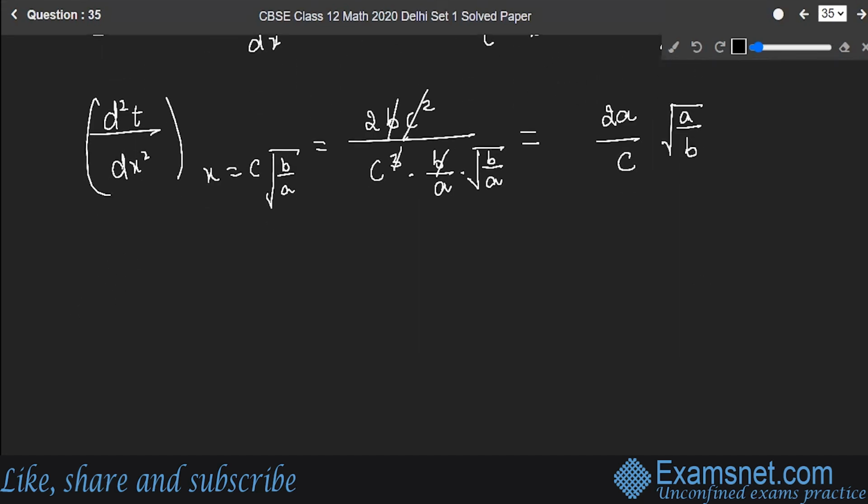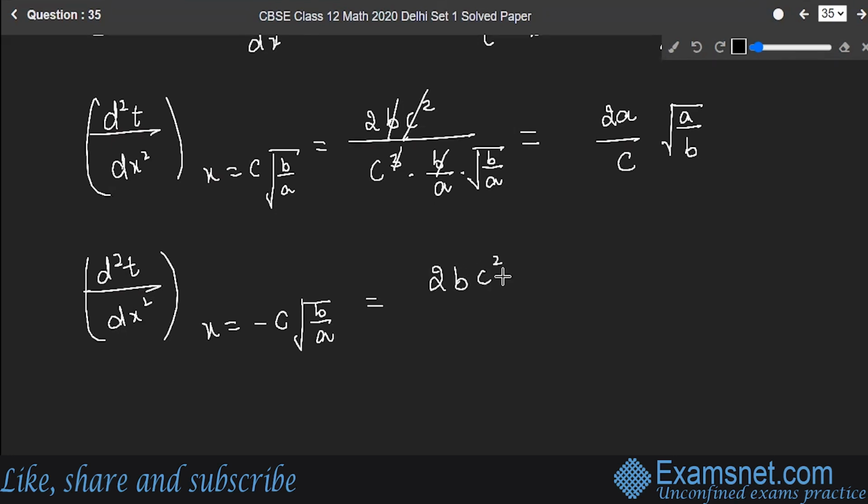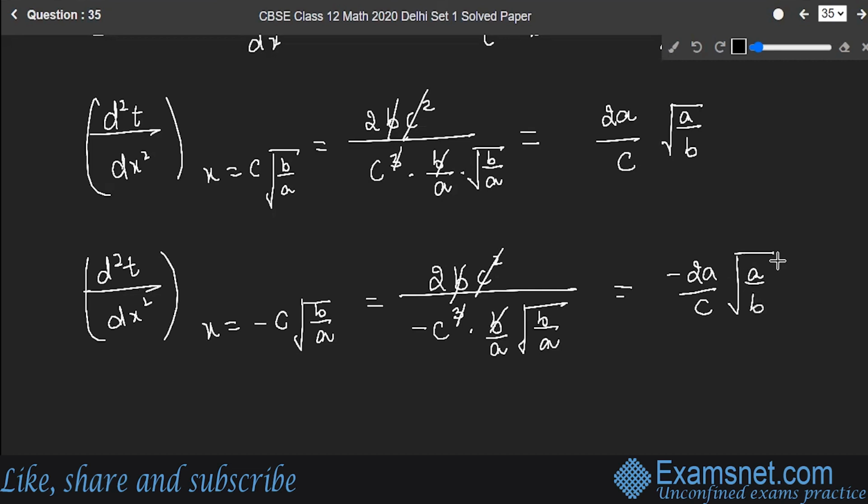The second derivative d square upon dx square at x is equal to minus c root of b upon a will be equal to 2bc square upon minus c cube into b upon a root of b upon a. The same thing will happen. This and this will cancel. This and this will cancel. So this will be equal to minus 2a upon c root of a upon b.